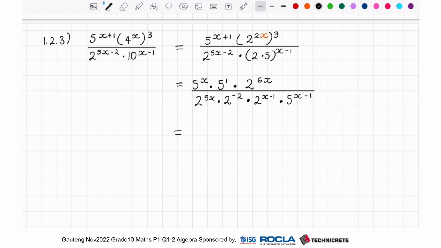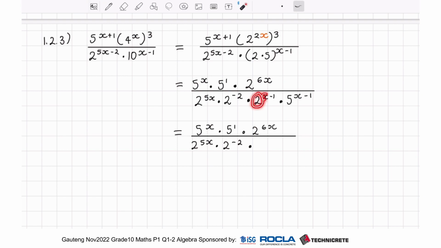And I can take this a step further at the bottom, so I'm going to keep the numerators the same for now. And again, I've got a base 2 raised to the something minus something else, so I can separate that into 2 to the x multiplied by 2 to the minus 1. And the same with the 5, I'm going to have 5 to the x multiplied by 5 to the minus 1.